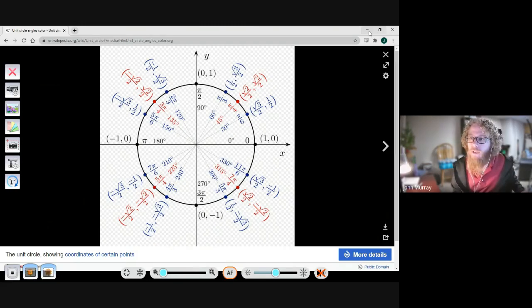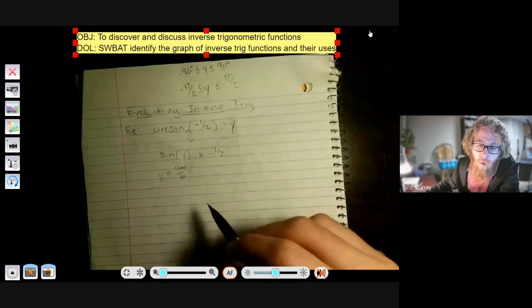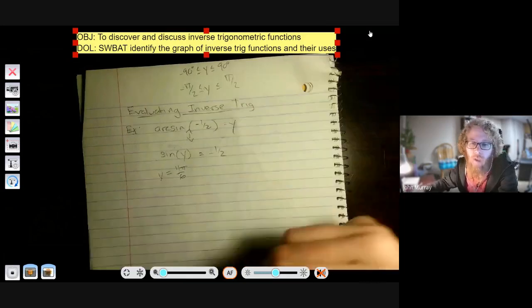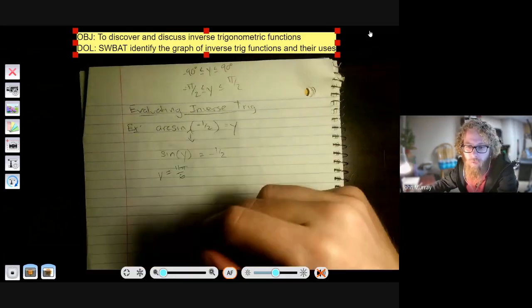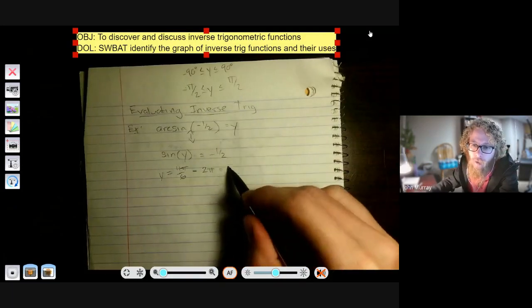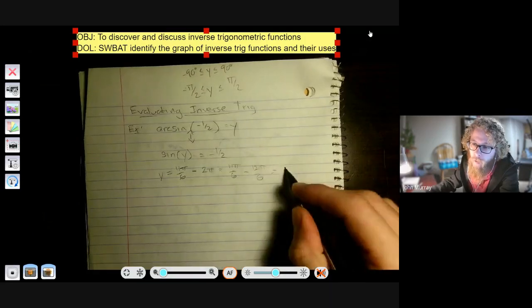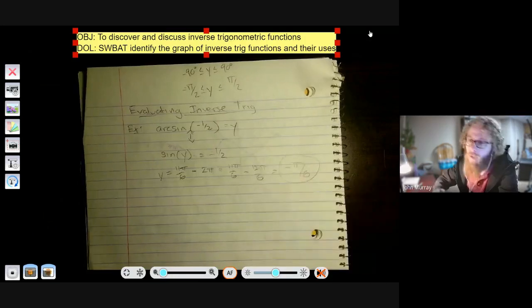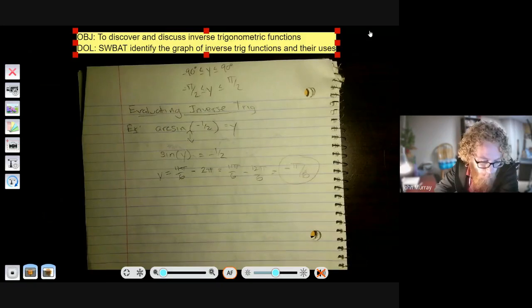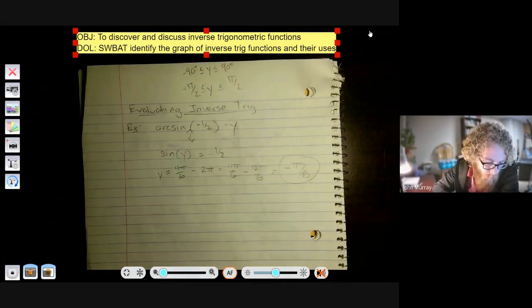So I have 11 pi over 6. Now, I don't want to add 2 pi to it because that would get me an even greater radian. So I'm going to subtract 2 pi from it. So we get negative pi over 6. All right, that is within our range, so that's good.